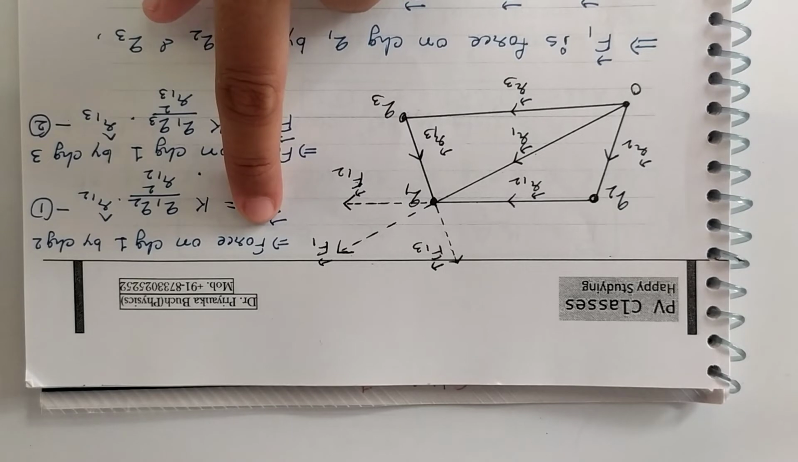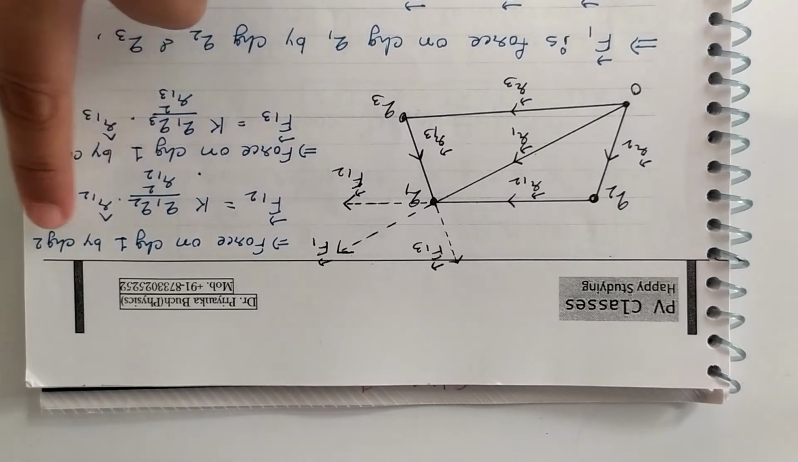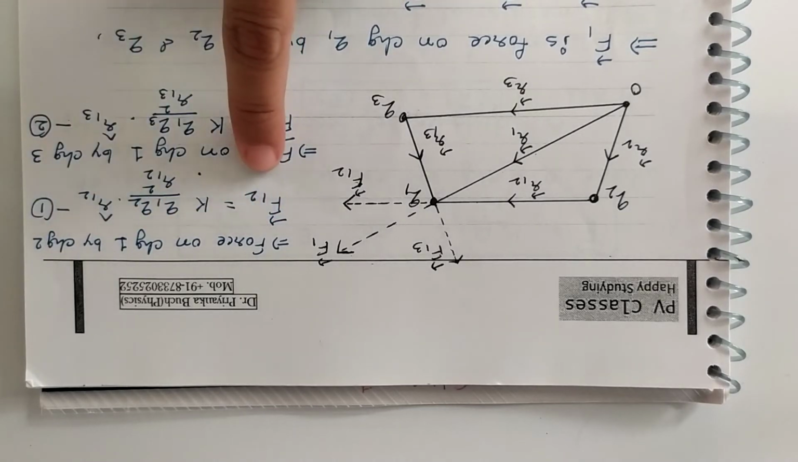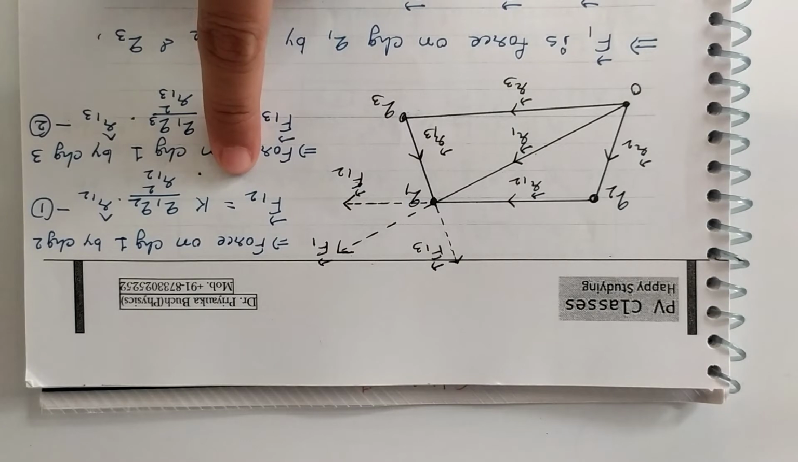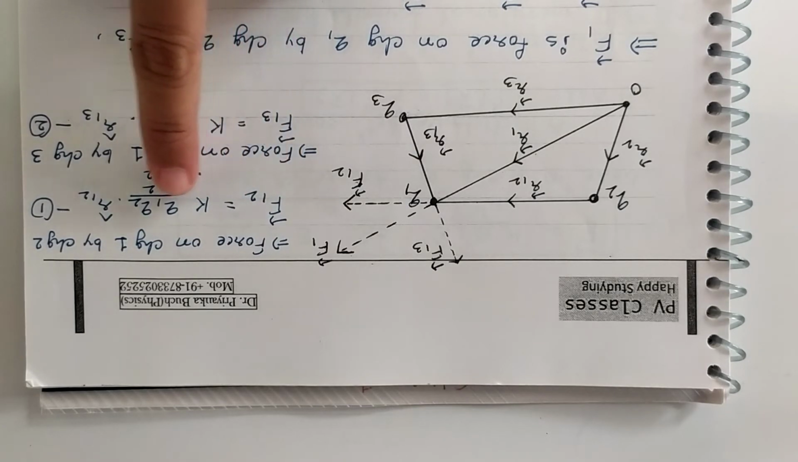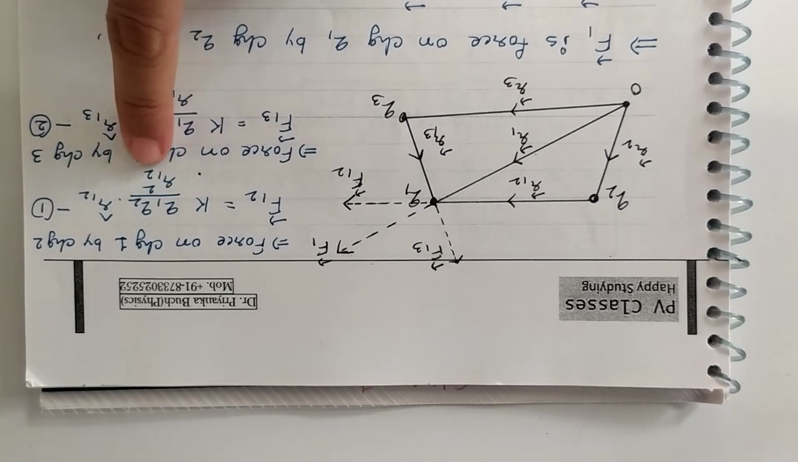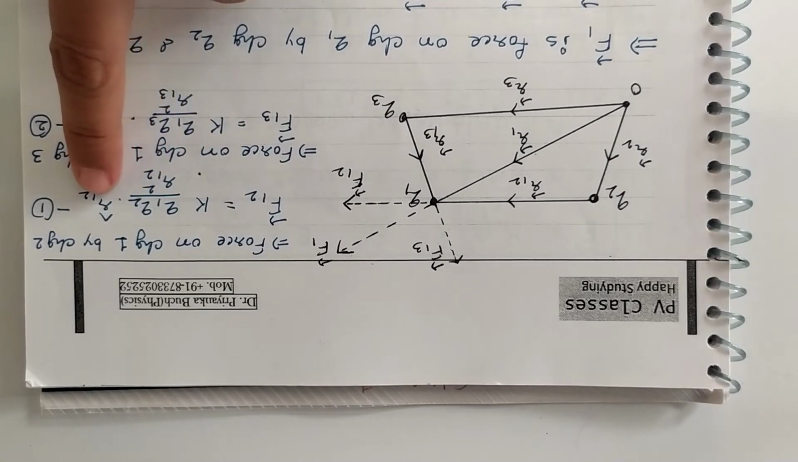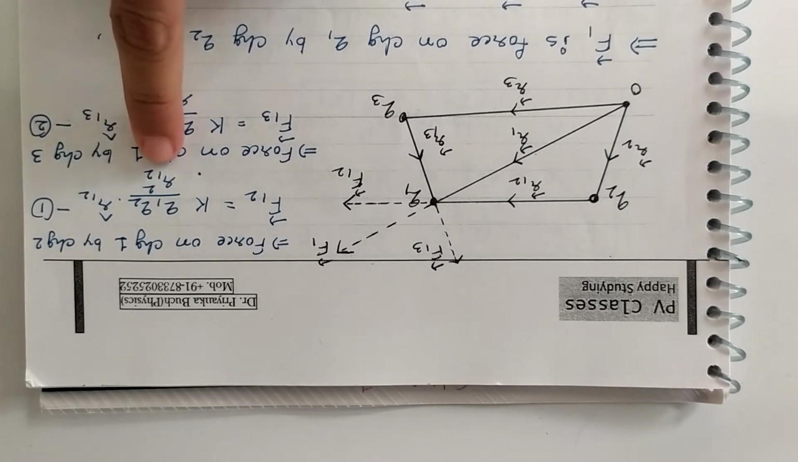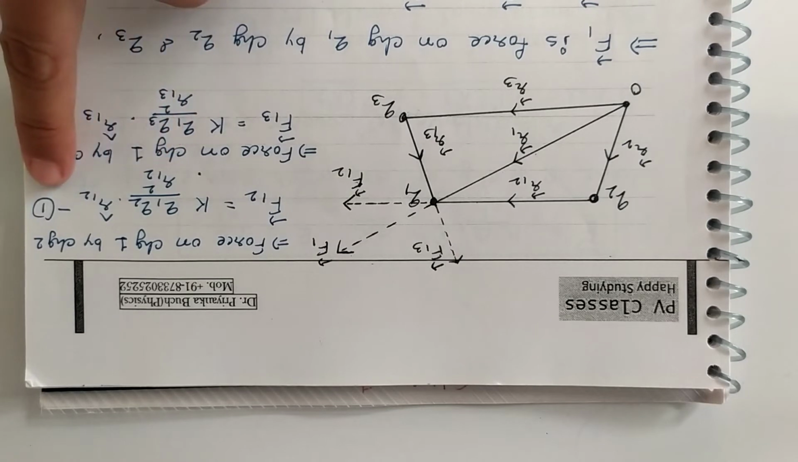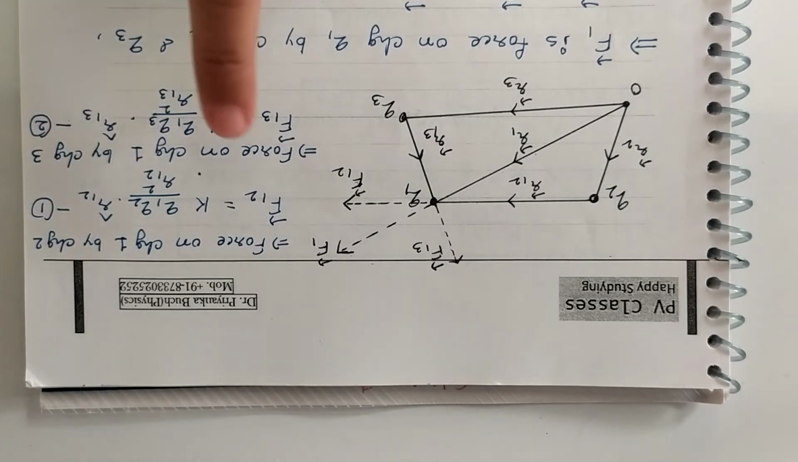First, force on charge 1 by charge 2. We can write it as F12. We have studied in our last lecture that F12 is equal to K Q1 Q2 upon R12 whole square into R12 cap, where R12 cap is a unit vector in the direction of R12. Let us call this equation number 1.